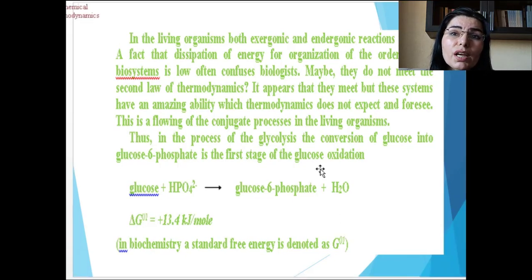In living organisms, both exergonic and endergonic reactions proceed. The fact of dissipation of energy for the organization of biosystems often confuses biologists. Maybe they do not meet the second law of thermodynamics. It appears that they do meet it, but these systems have an amazing ability to use thermodynamically unexpected forces. This is the flowing of conjugate processes in living organisms. Thus, in the process of glycolysis, the conversion of glucose into glucose 6-phosphate is the first stage of glucose oxidation. And in biochemistry, standard free energy is denoted as delta G zero prime.